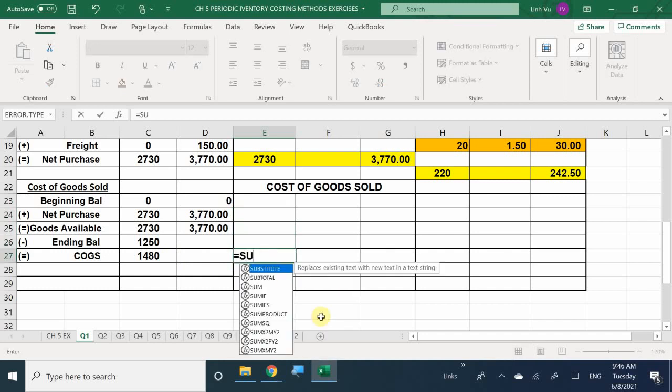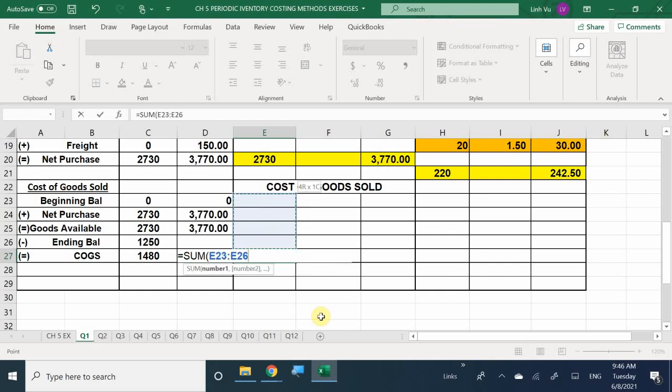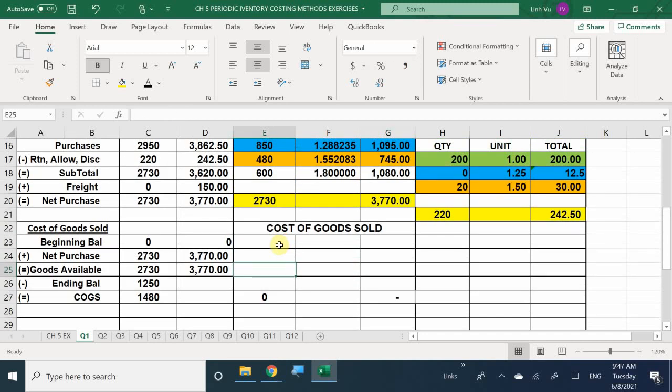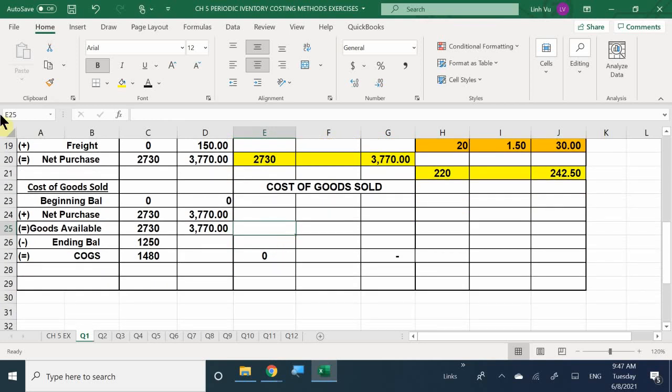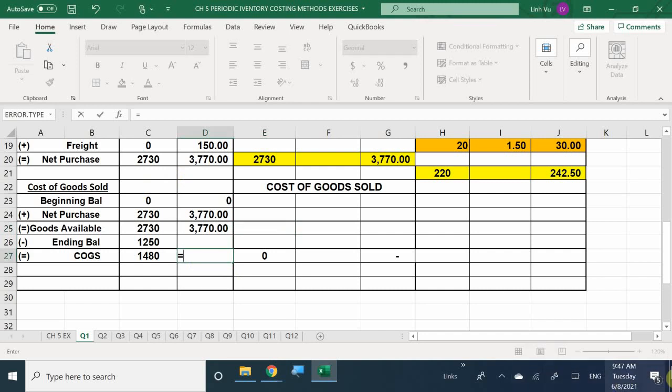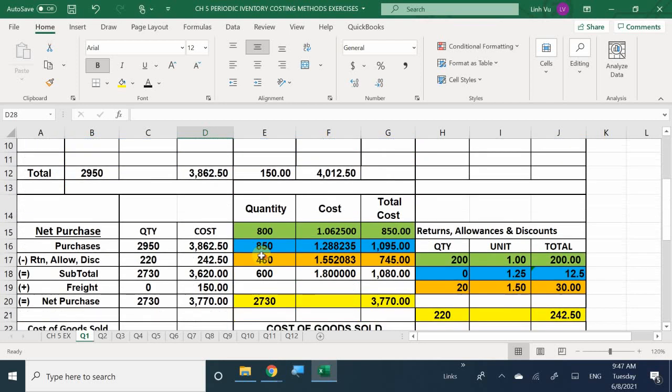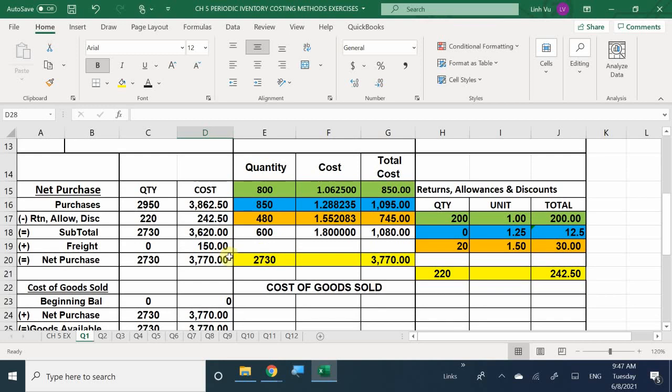So equals sum. I'm going to do a running balance so that every time I enter a number here, it's going to calculate for me how much I have sold already. In this case, my goal is to calculate my total cost of goods sold. I sold a total of 1480 items, okay? We're doing FIFO, first in, first out. So in this case, which batch am I going to be taking out from first in my goods available section here?